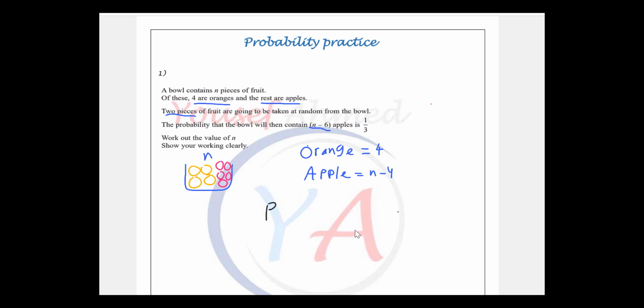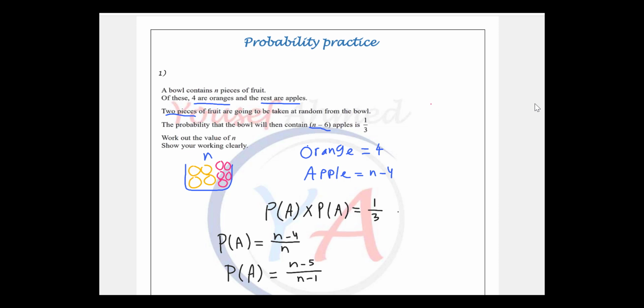So now you're going to make the probability of taking an apple, and taking an apple gives you 1/3, and this is without replacement. This is dependent probability: taking the second apple depends on taking the first apple. So let's get the probability of taking 1 apple. From the beginning, the apples are n minus 4 over the total number, which is n. Then when we have taken the second apple, the number of apples has been decreased by 1, so it's n minus 5, and the total number has been decreased by 1.